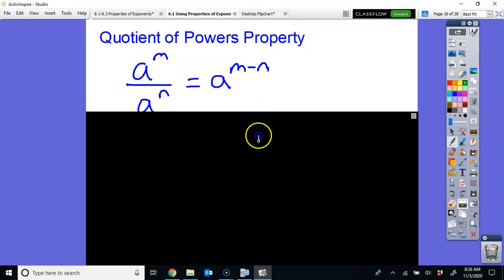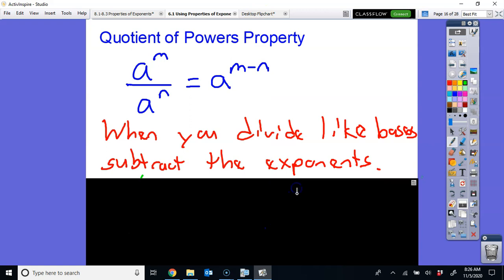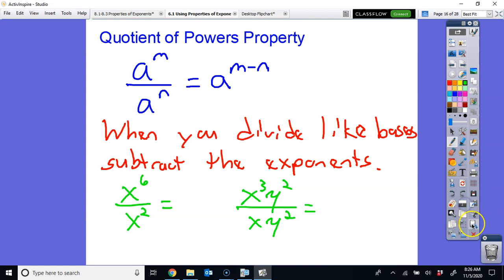Good grief, this thing's being aggravating. You subtract the exponents. So you may want to write that down again in your notes. Again, you can pause the video. I shouldn't have to say that a lot, but you can pause the video if you need to. Then we're going to look at these examples at the bottom.